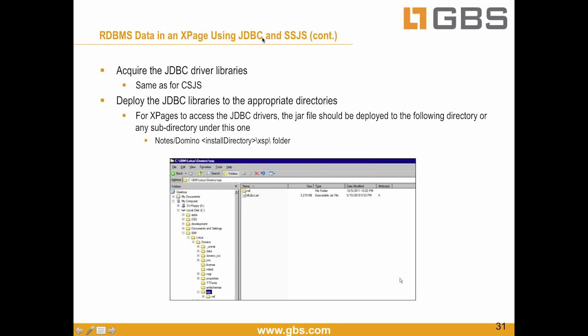So now, because we're going to actually execute this code from the XPage, in order for that driver file to be available to the server-side JavaScript that is executing in the XPage, we need to put that in the XSP folder on the Domino server. Now once we've done that, similar to dropping it into the JVM lib folder for the agent access, this makes all of the classes of that jar file available to the execution of the XPage code.